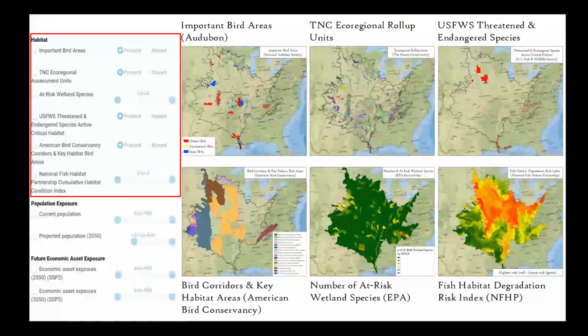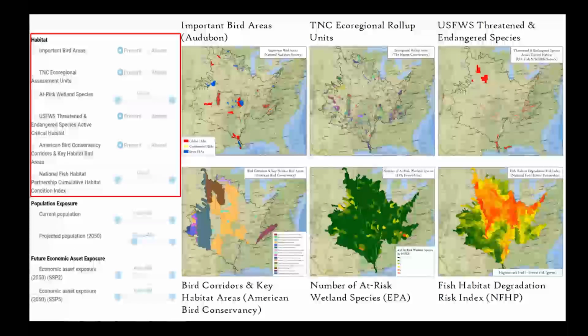And finally, we have an analysis that was done in 2015 that characterizes every stream reach in the US with a fish habitat threat index that looks at anthropogenic disturbances to fish habitat. You can see that mapped in the bottom right.